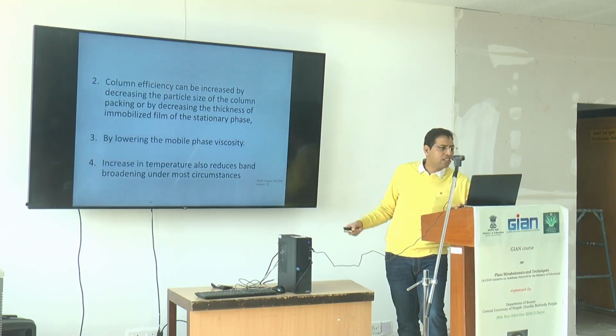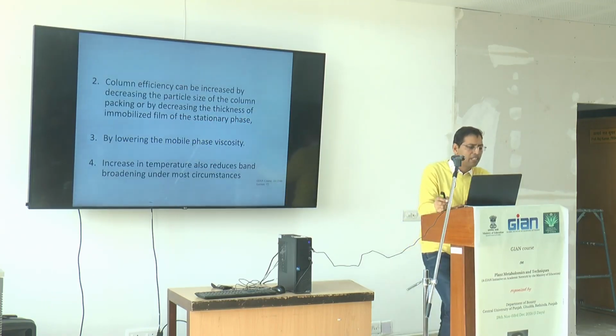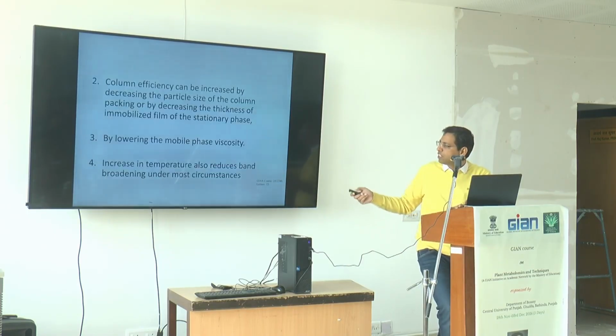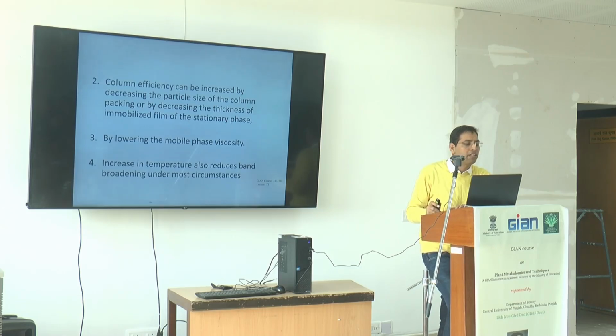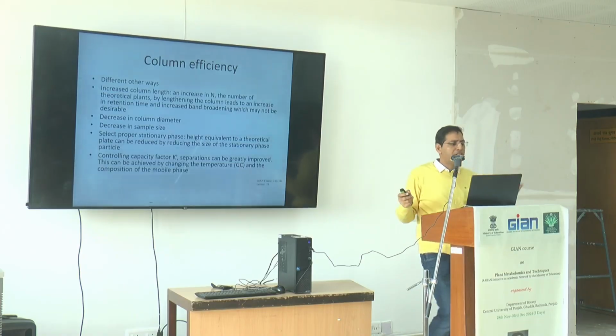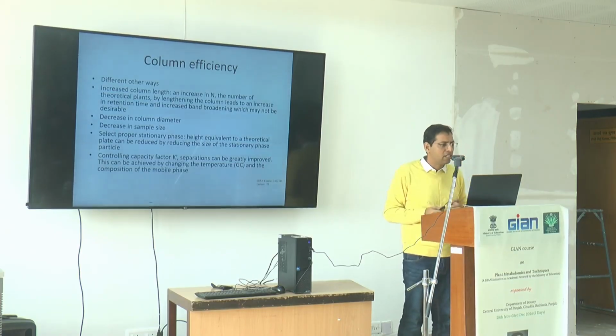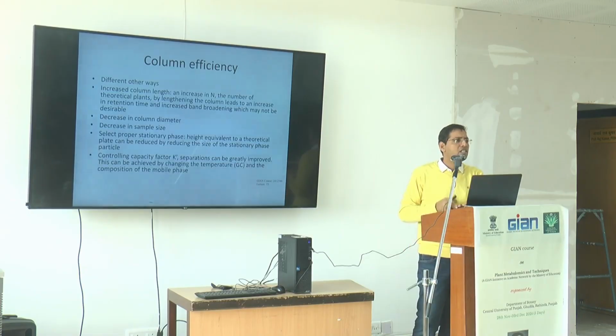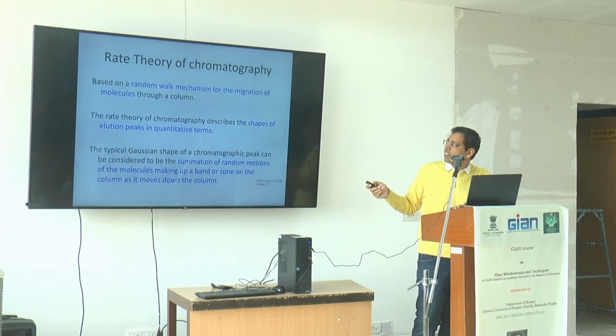Column efficiency can be increased by decreasing the particle size. We can also lower the viscosity of the mobile phase and increase the temperature, which reduces band broadening. You know many times you are getting band broadening, so these are the parameters which can be used. Column efficiency can be improved in different ways: we can decrease the column diameter, decrease the sample size, control the capacity factor, and select an appropriate stationary phase. These are the different components we have to take care of.